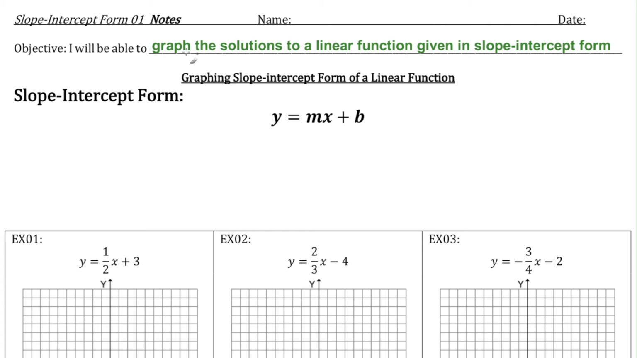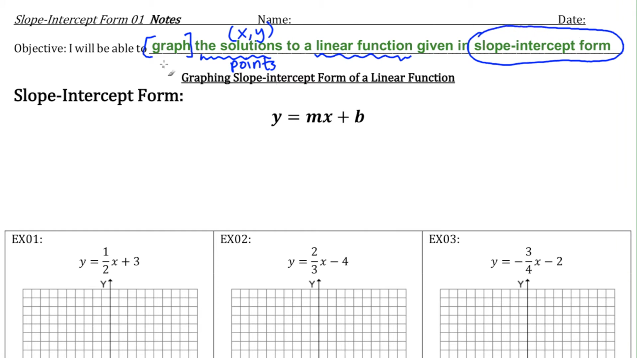All right, so in this lesson, we are going to graph the solutions. Remember, solutions are points with an x comma y, so we'll put points. So we're going to graph some points, some solutions of a linear function given in slope-intercept form. So we're going to graph points of a line. This is a line given in slope-intercept form.